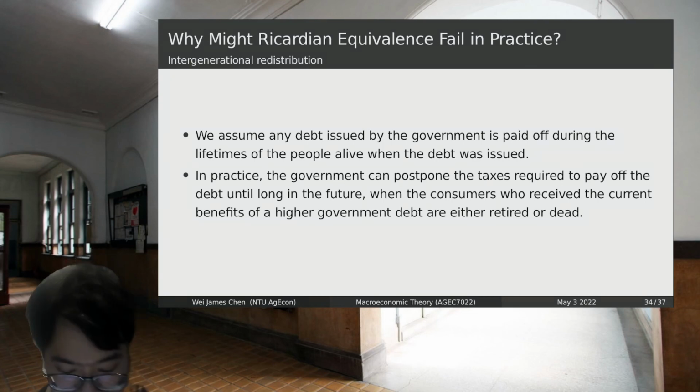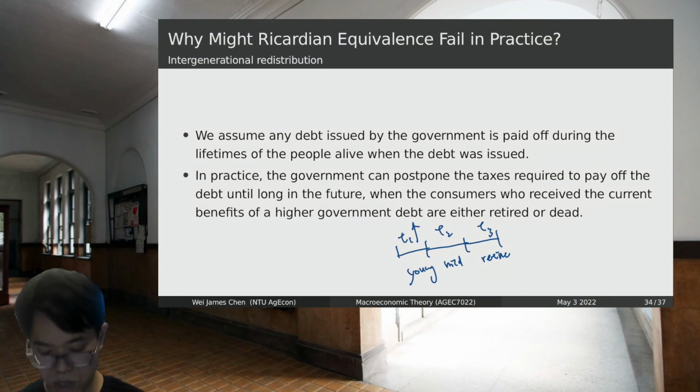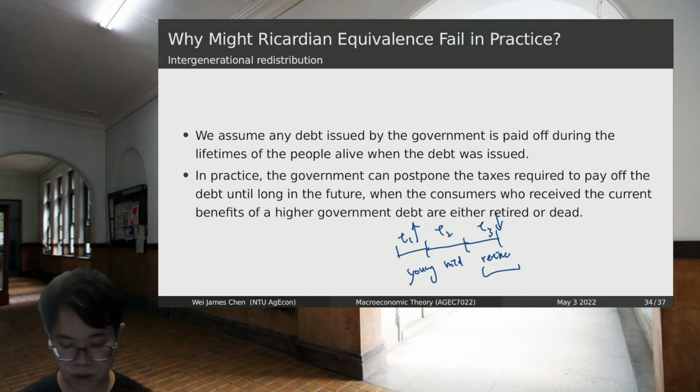So assuming that there are 3 periods. Okay, I'm young here, middle age here, and retired here. So T1, T2, T3. And now T1 goes up, but T3 goes down. But in this period, I'm retired, I don't pay tax. Then this will be different for me. For me, this is a real tax increase.